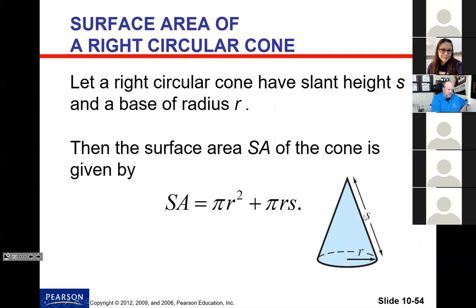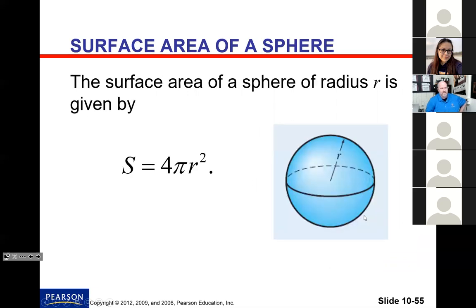Okay. Surface area of a sphere is 4 pi r squared. So you still need the radius, but you need the 4 pi r squared. And that'll get you the surface area.